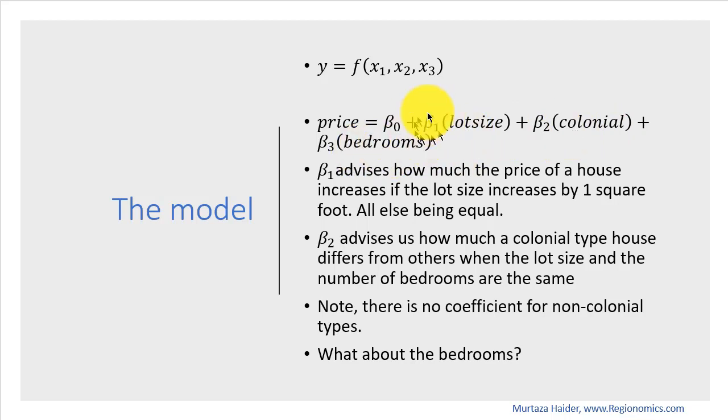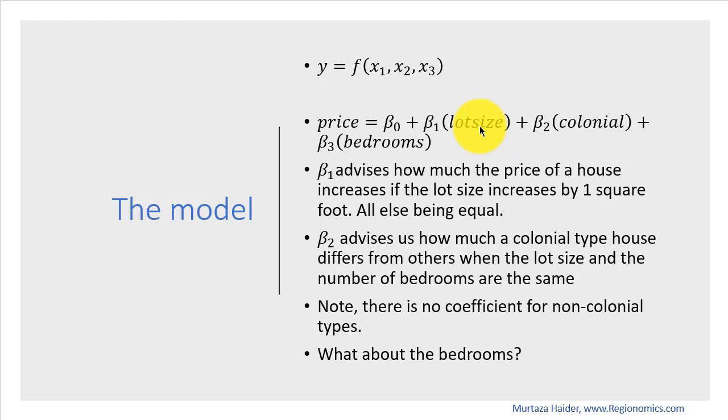So beta 1 is the coefficient which will advise us how much the price of a house increases if the lot size increases by 1 square foot, all else being equal. That means if the colonial type of house and number of bedrooms are the same, what would be the impact on the price if the lot size increases by 1 square foot?